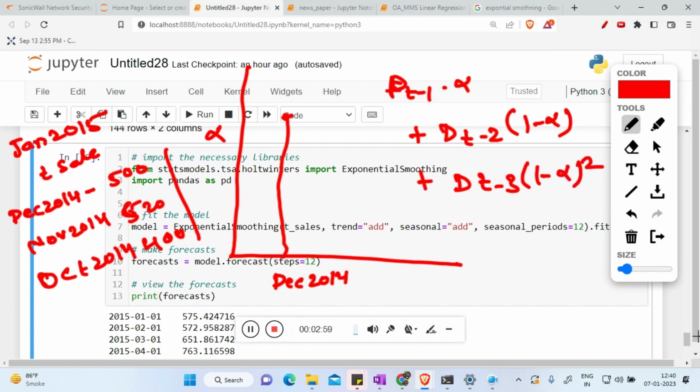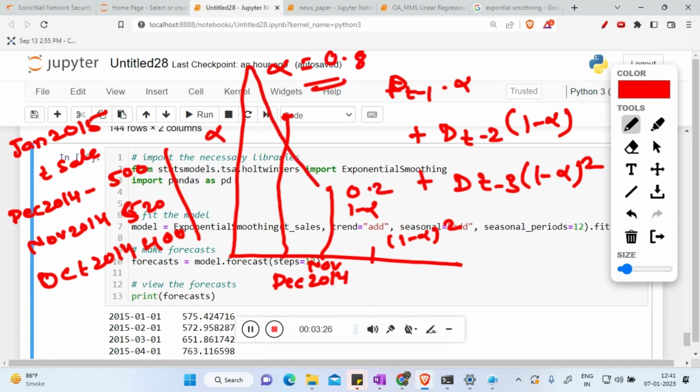For the next month, November 2014, the weight you give is 1 minus alpha. Then for the next month it is 1 minus alpha square. Alpha is the weightage that you take between 0 and 1. So with 0.8 for the recent data, 1 minus alpha is 0.2, then 1 minus alpha square, so the weightage reduces exponentially. If you put all the values, you will get F t, the Jan month prediction. Are you getting my point?